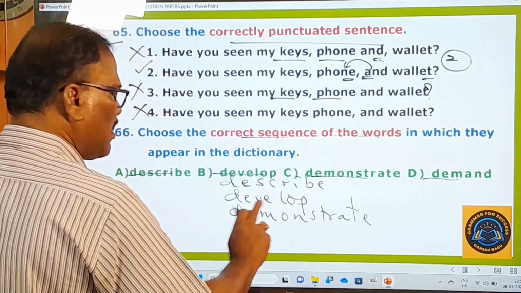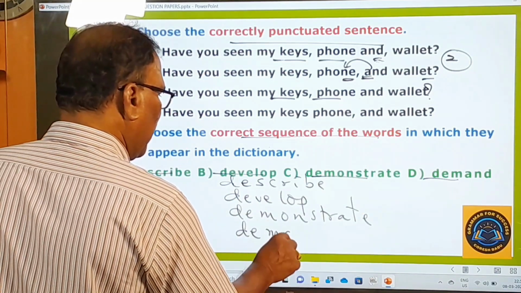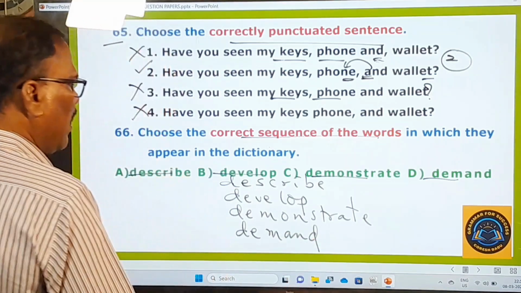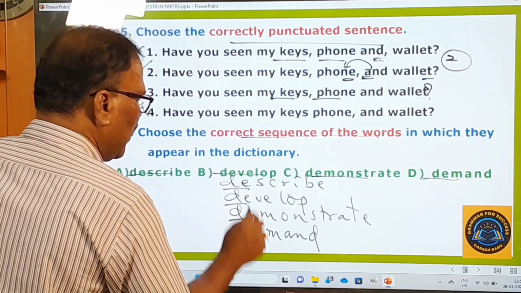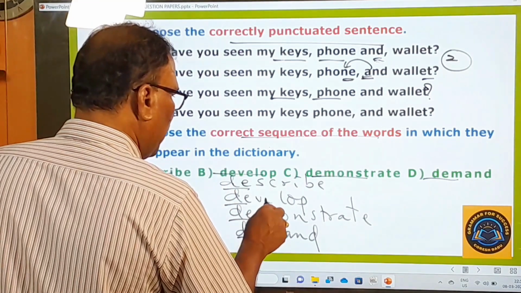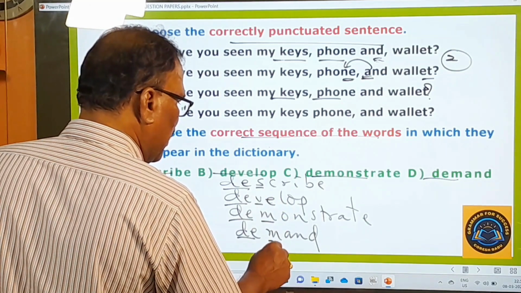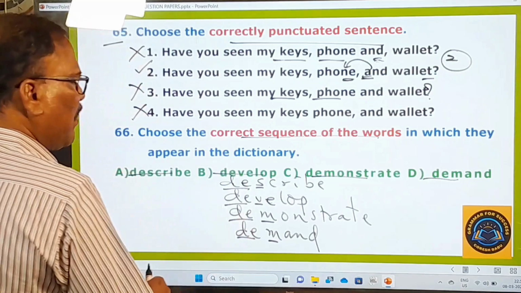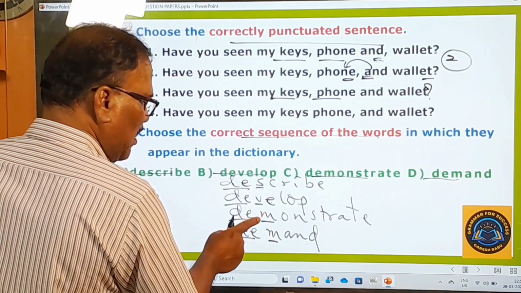I am writing the words now loosely so that I can explain the things very clearly. Demand. So here in all these four words, D, okay, up to there it is okay. And what is the next letter here? S is there, V is there, M is there. In these two words, M and this, which comes first? Only M comes first. But M is given in the two words, M.